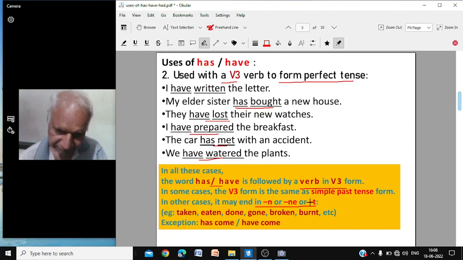But in other cases, either you use the same form as simple past tense, like we have watered, I have prepared, or you can use the N or T form, like written, burned, taken. So has or have can be followed by a V3 verb to form the perfect tense.